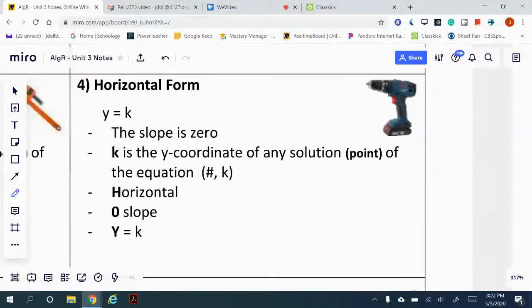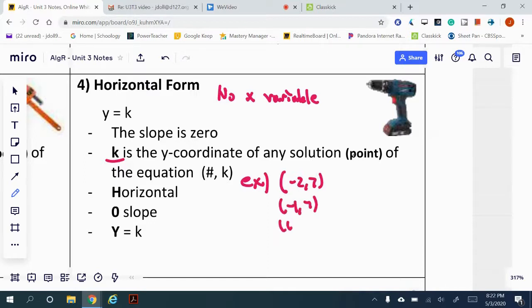We come over here to horizontal form. Horizontal form is y equals k. Now notice there is no x variable. There's only the y variable there. All right, same deal we had with our h value we have with k. In a horizontal line, in the horizontal formula, the y coordinate is always the same. So if I have negative 2, 7, I'll have negative 1, 7, 0, 7, 1, 7, and so forth. Notice the y coordinate, the k value will always be the same. So y equals k is our horizontal formula.